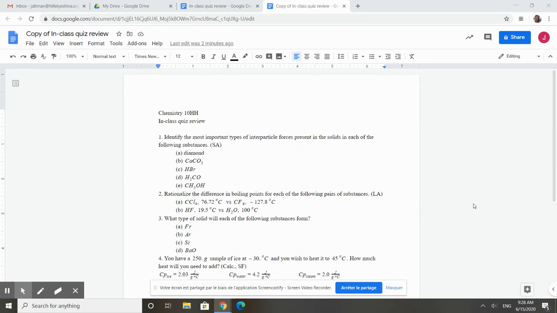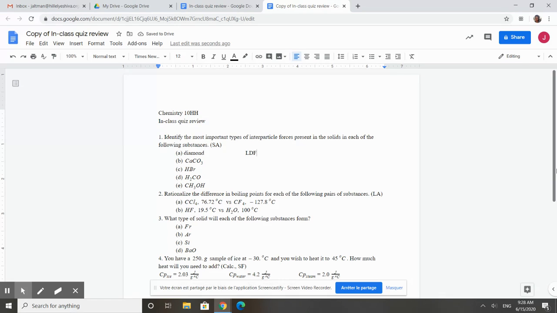So this document, if I haven't already done so, is going to be posted on Google Classroom, both the blank document and the answers, which I will be typing on right now. All right, so let's start by looking at number 1. I'm going to use abbreviations here. I'm okay with using abbreviations for the quiz. For number 1, this is just LDFs.